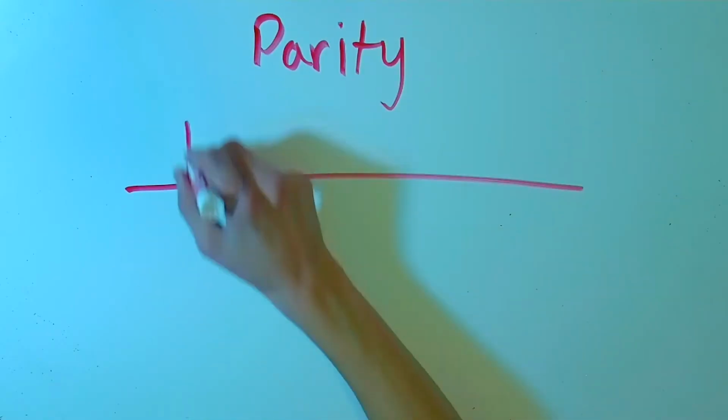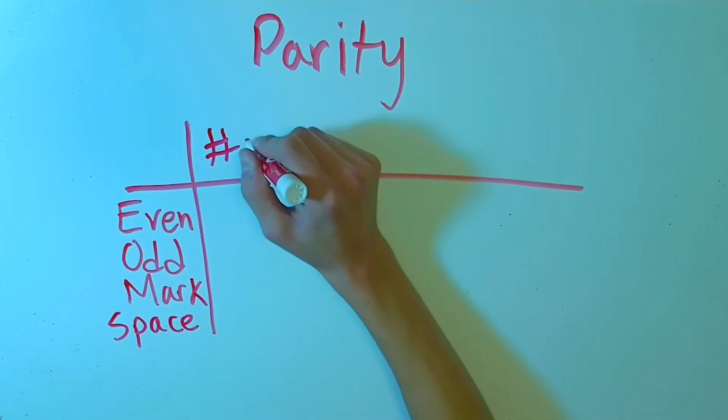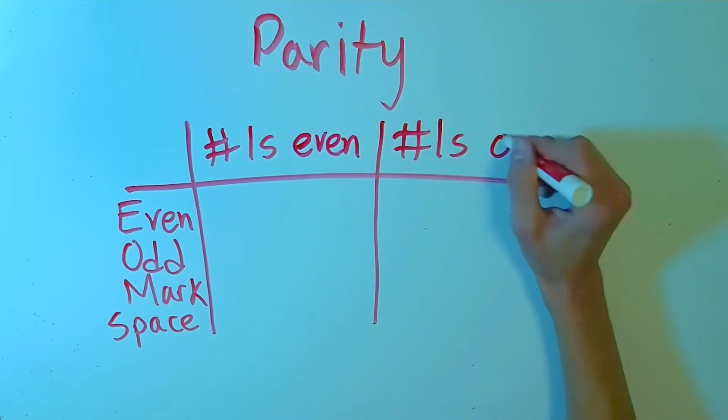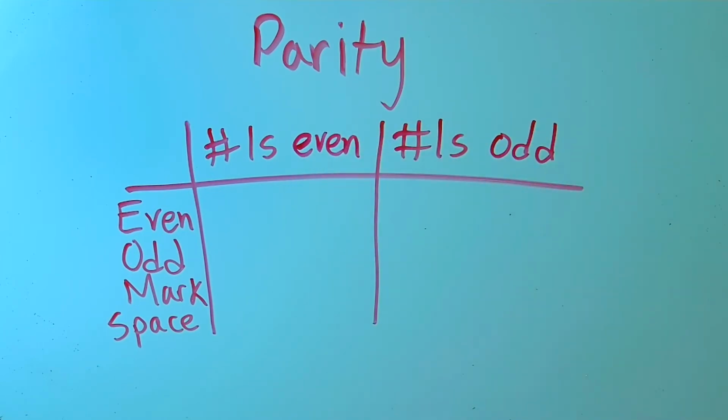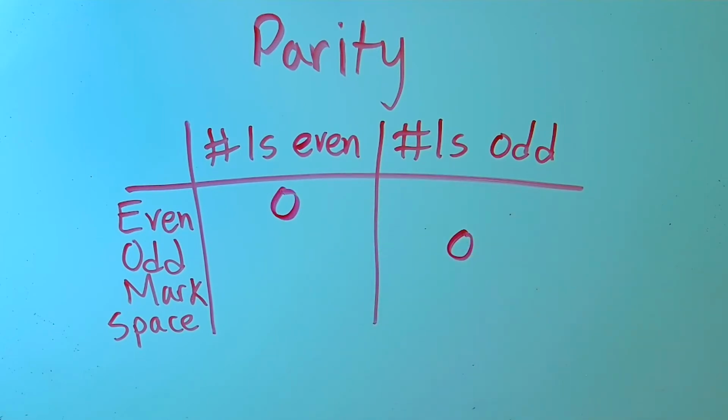The parity can be even, odd, mark, or space. The UART peripheral calculates the number of ones present in the transmission, and if the parity is configured to even and the number of ones is even, then the parity bit is set to 0. If the parity is configured to odd and the number of ones is odd, then the parity bit is also set to 0. Otherwise, it is set to 1 to make the count even or odd depending.